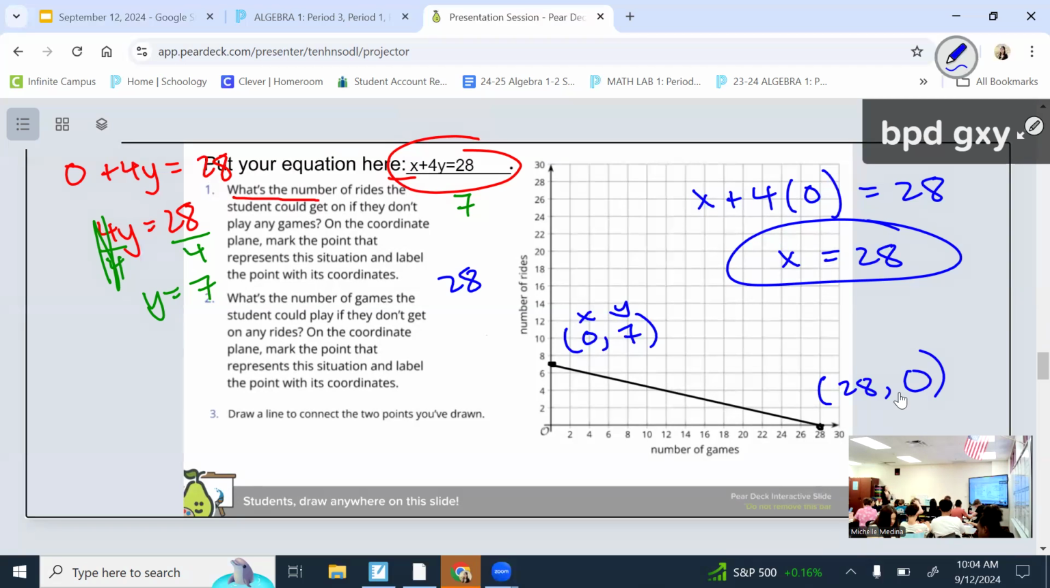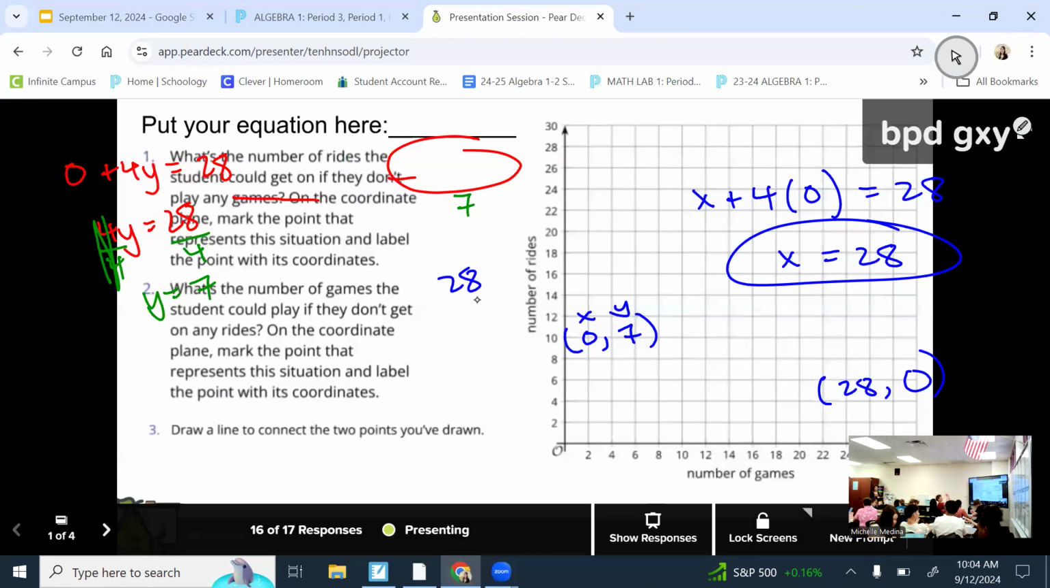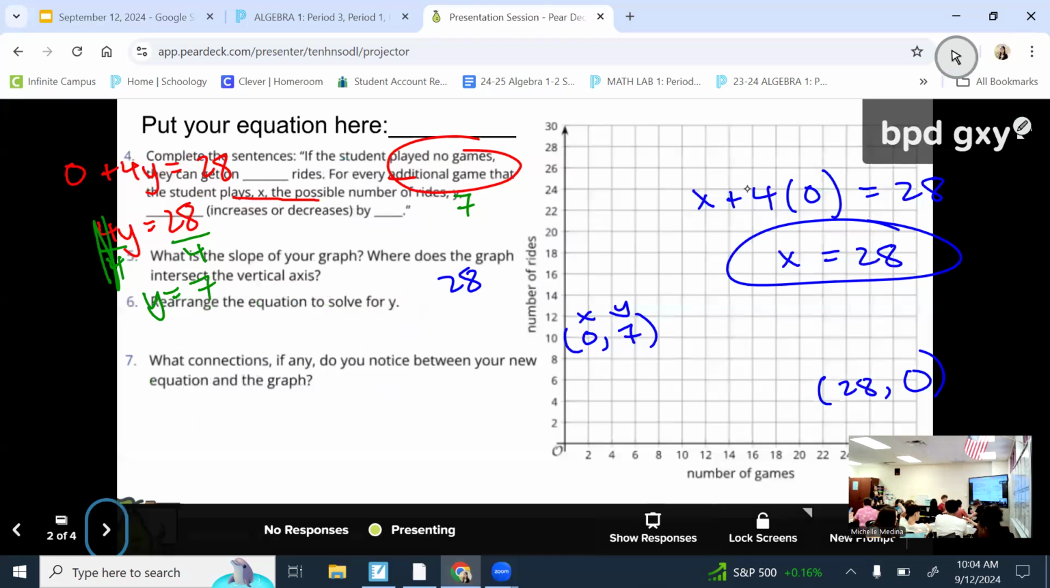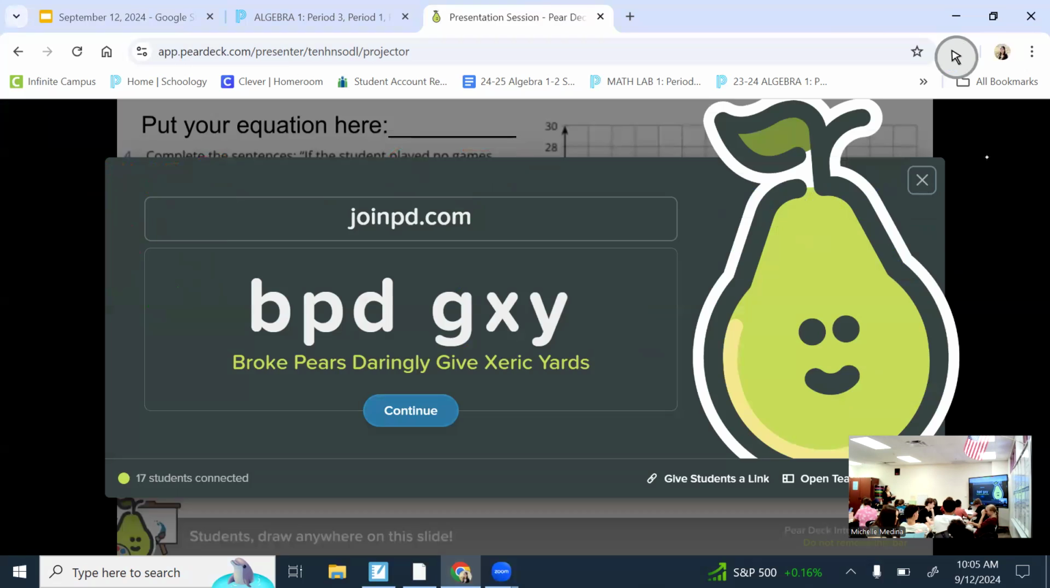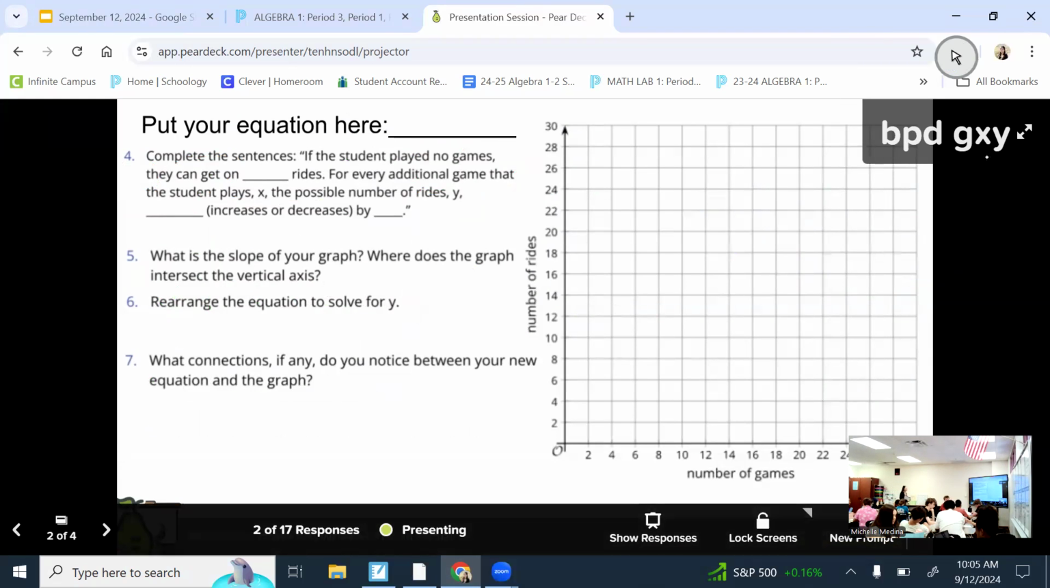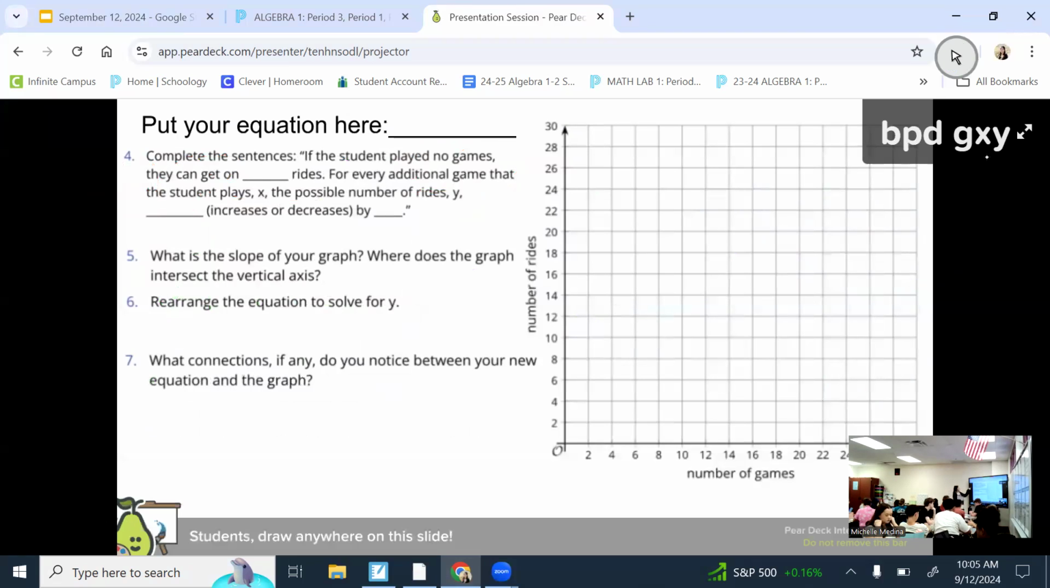All right. We're gonna go to the next Desmos screen, which you're still working with the same equations. Just now you're doing 4 through 7. So you're completing the sentence: If the student played no games, they can get on blank rides. For every additional game the student plays X, the possible number of rides Y increases or decreases by blank. Complete that based on your equation. Then find the slope. Where does the graph intersect the vertical axis? Vertical axis is your y-axis.